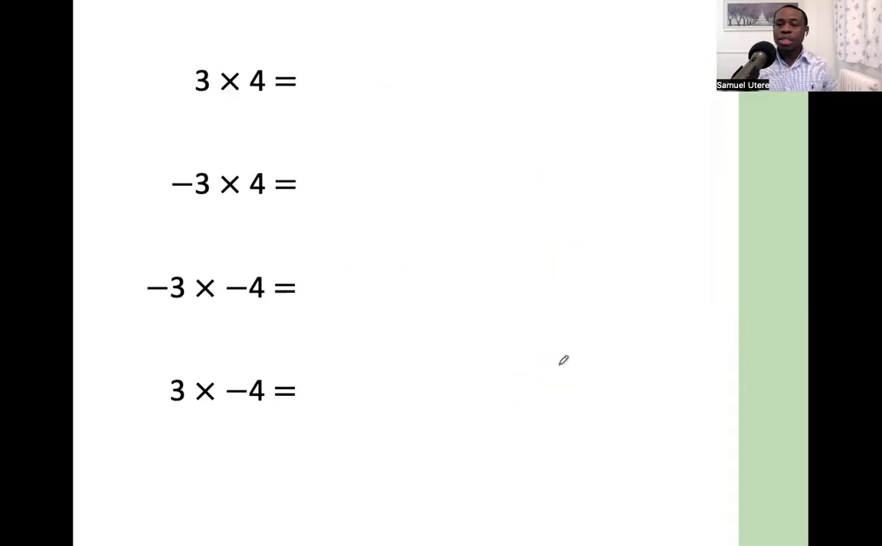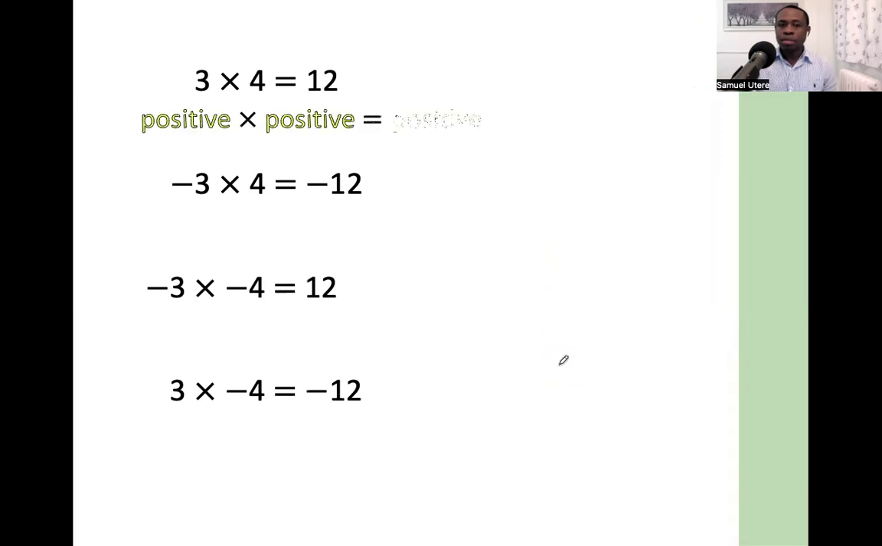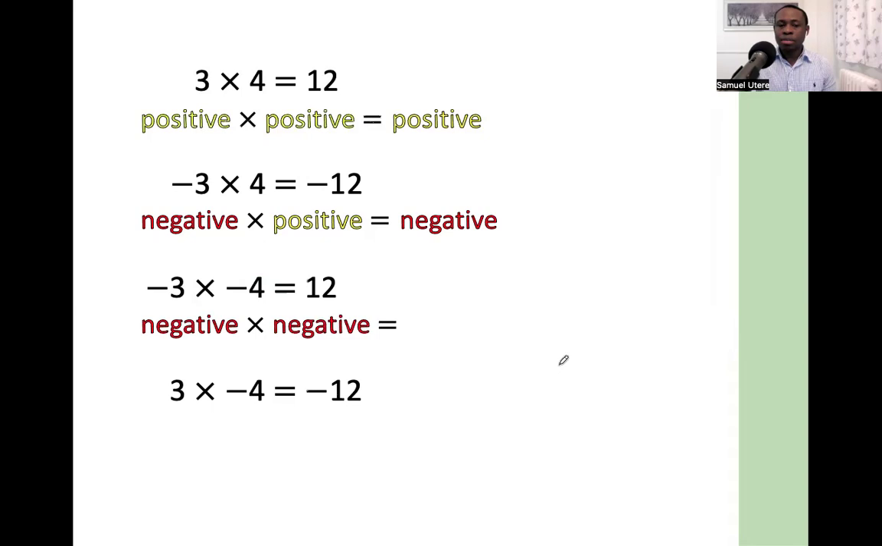But have you noticed any patterns? Looking at what we've learned so far, have you noticed any patterns? When we multiply two positives, what happens? We get positive. When we multiply a negative and a positive, we get negative. When we multiply two negatives, we get positive. And when we multiply a positive and a negative, we get negative.